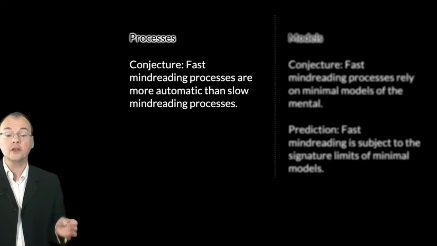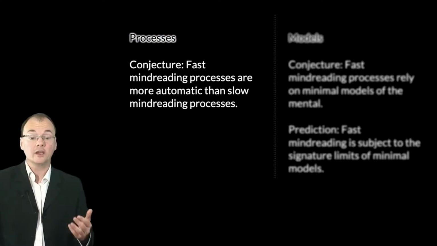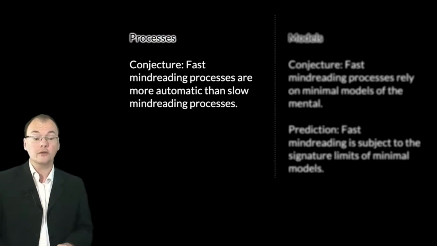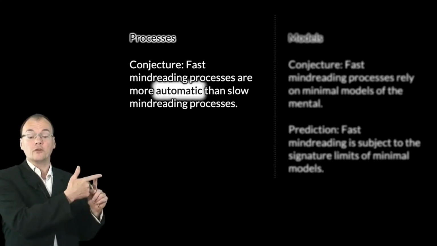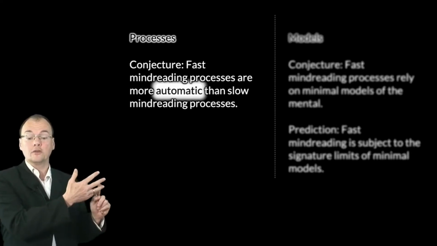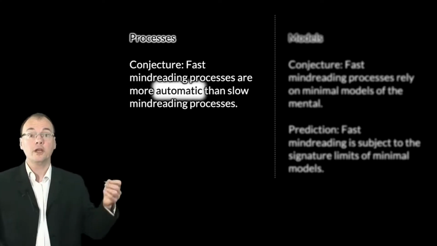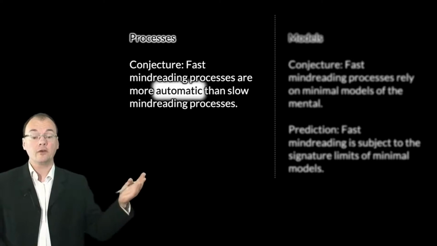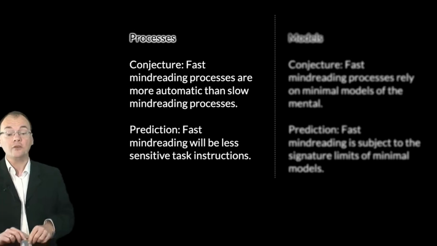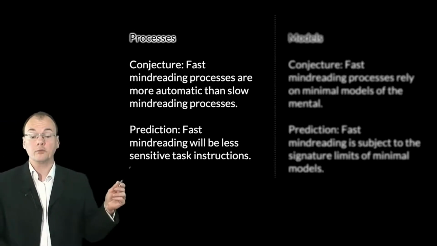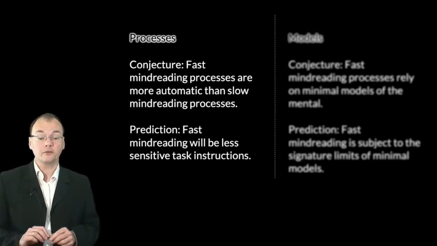So here's a conjecture. The fast mind reading processes are more automatic than the slow mind reading processes, where by automatic I mean sensitive to instructions, your current intention, your task and your desires. So the idea is that as you change your instructions or your intentions, that will have a greater effect on the slow than on the fast processes. So that allows us to predict that fast mind reading processes will be less sensitive to task instructions.